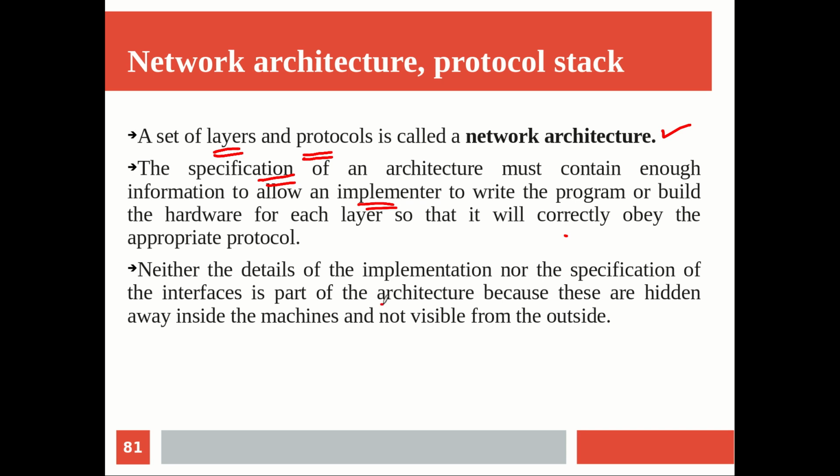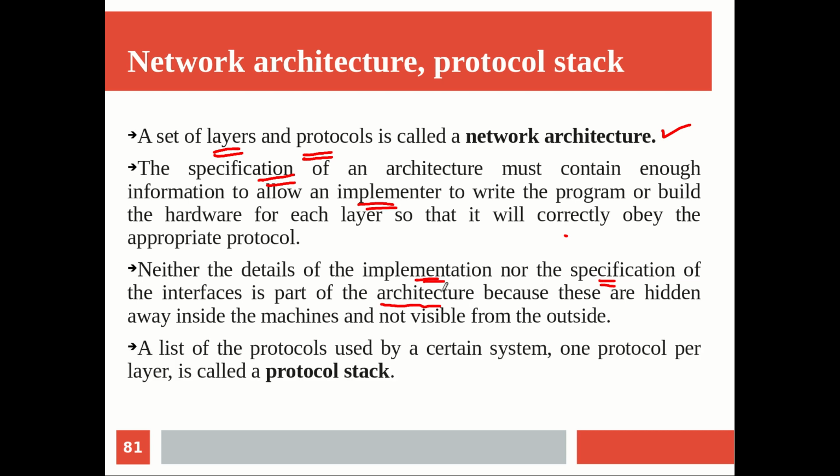Architecture, in the sense of the design part or the model part. How things are implemented, or the specification of the interface, is not something the architecture is concerned with. Architecture is a kind of blueprint or model with which we go to the actual implementation. As part of the architecture, you don't have to add implementation details or more specification of the protocols. A list of protocols used by a certain system, one protocol per layer, together we call a protocol stack, like what we already saw.